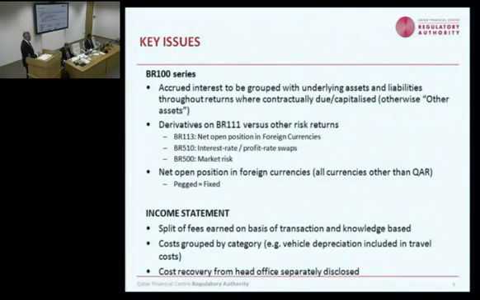Cost recovery, if there is any transfer pricing, and I'm not talking about interest here, interest is reported where interest should be reported. But if there's transfer pricing between yourself and head office, there is now a separate line on the income statement for that. If it is a specific cost, so if you are paying head office a fee for IT services, allocate that to IT services.